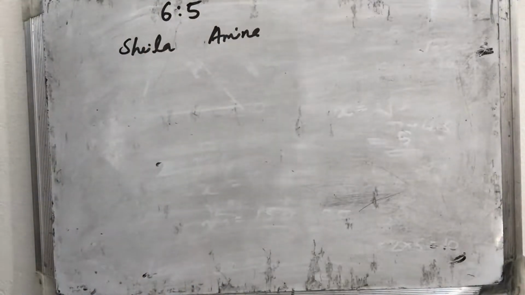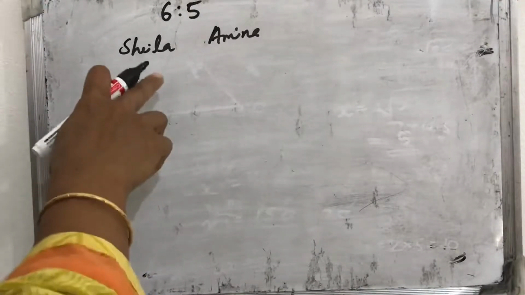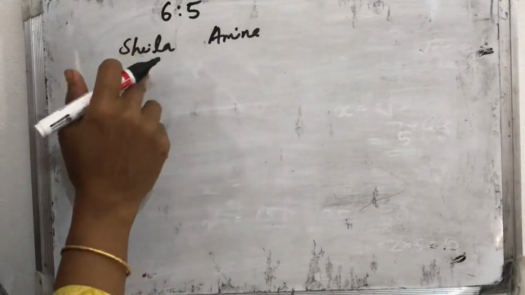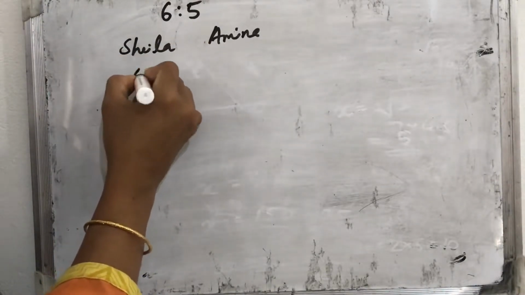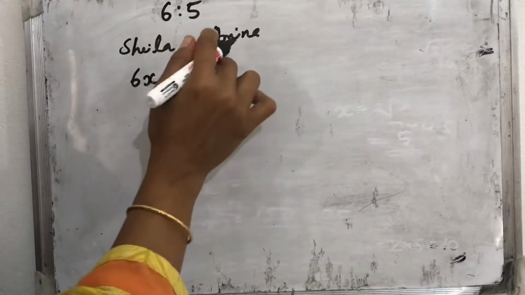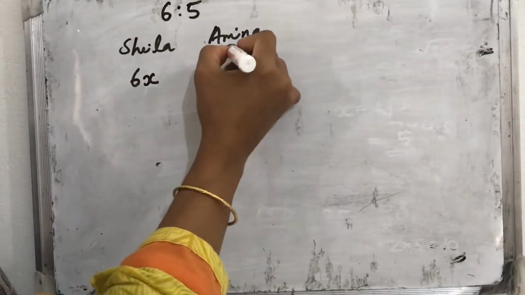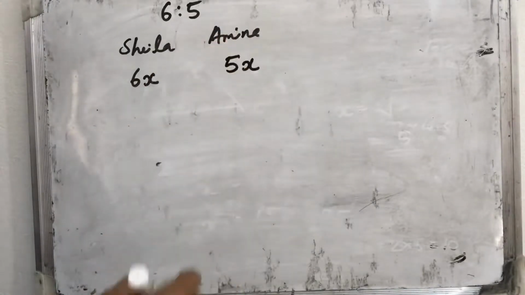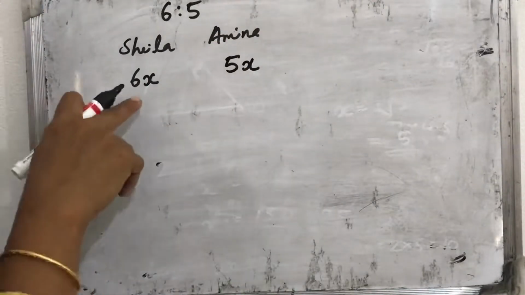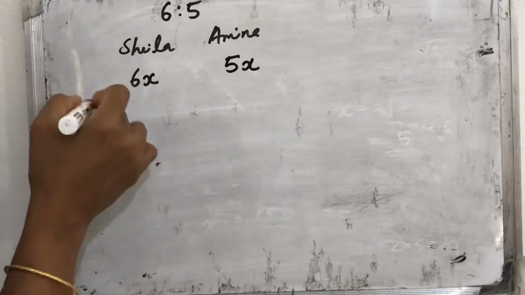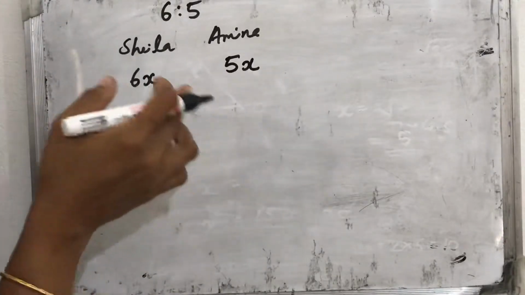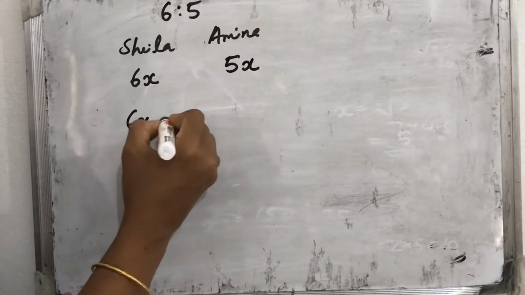And also one more clue is given. Shayla received 23 stamps more than Amina. So let the number of stamps given to Shayla be 6x, and the number of stamps given to Amina be 5x. And it is given Shayla received how many stamps more than Amina? 23 stamps. So from that statement we can make the equation 6x minus 5x.